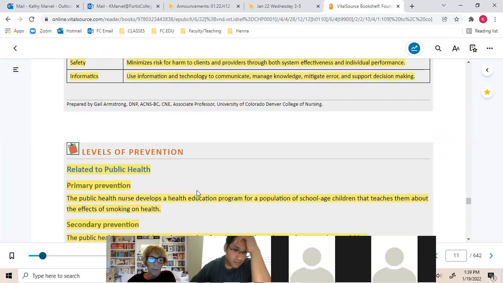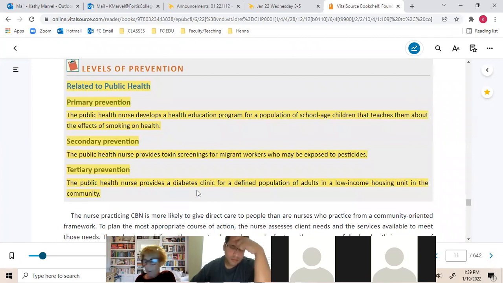And then the other box I want you to look at, in every chapter we're going to talk about extensively, are levels of prevention. Just like Healthy People 2020, levels of prevention are identified in each chapter, depending on the topic we're covering.